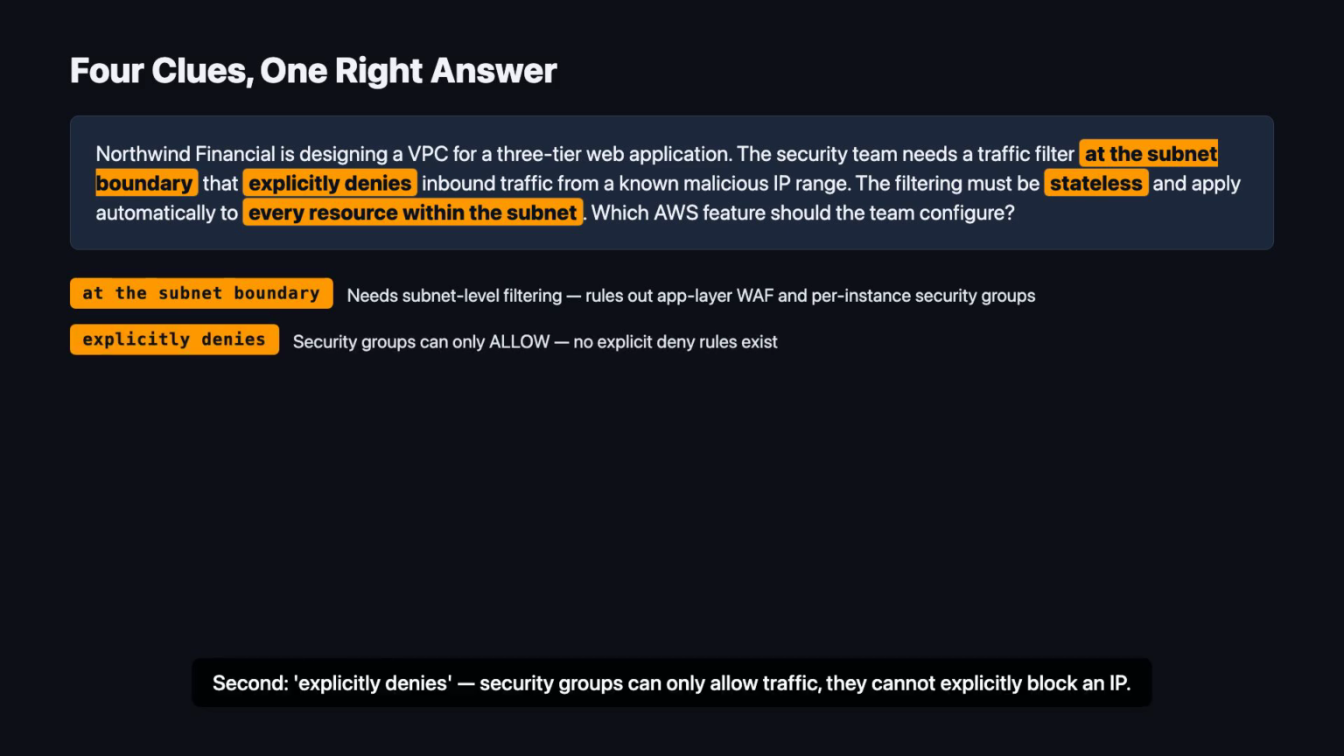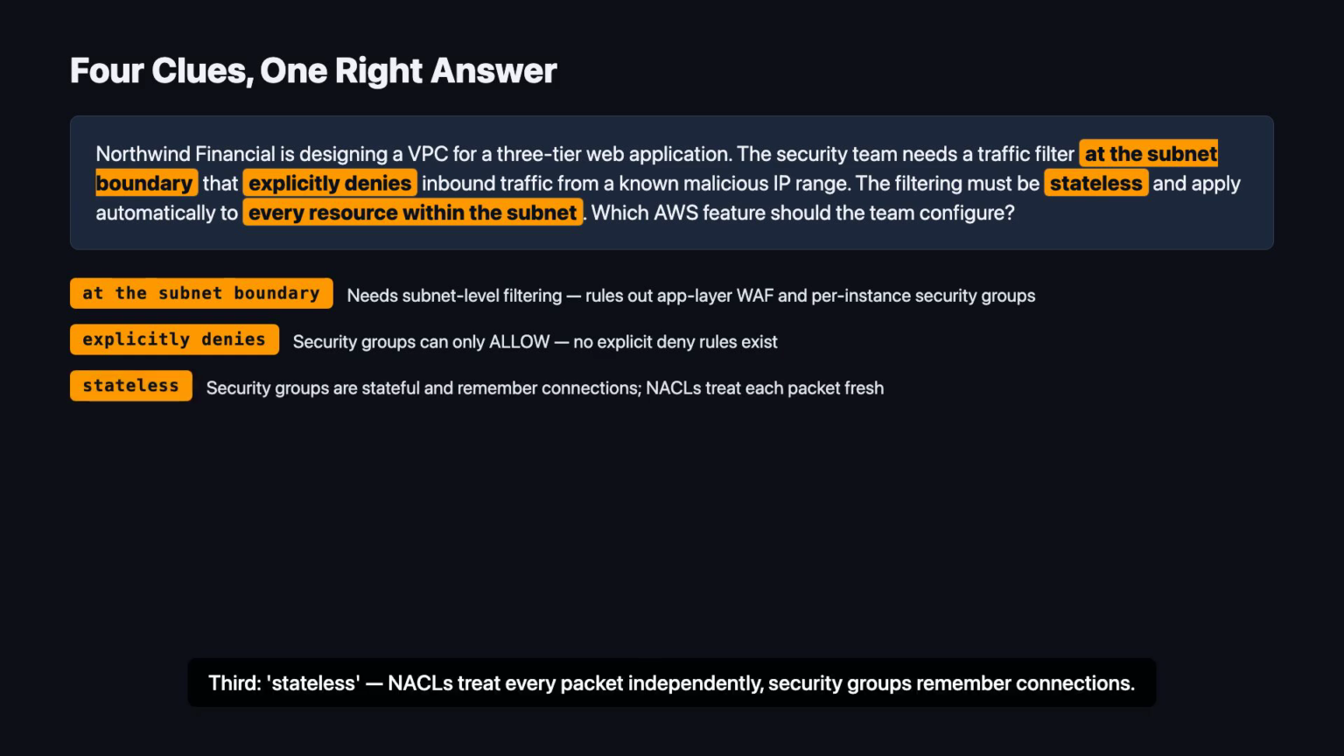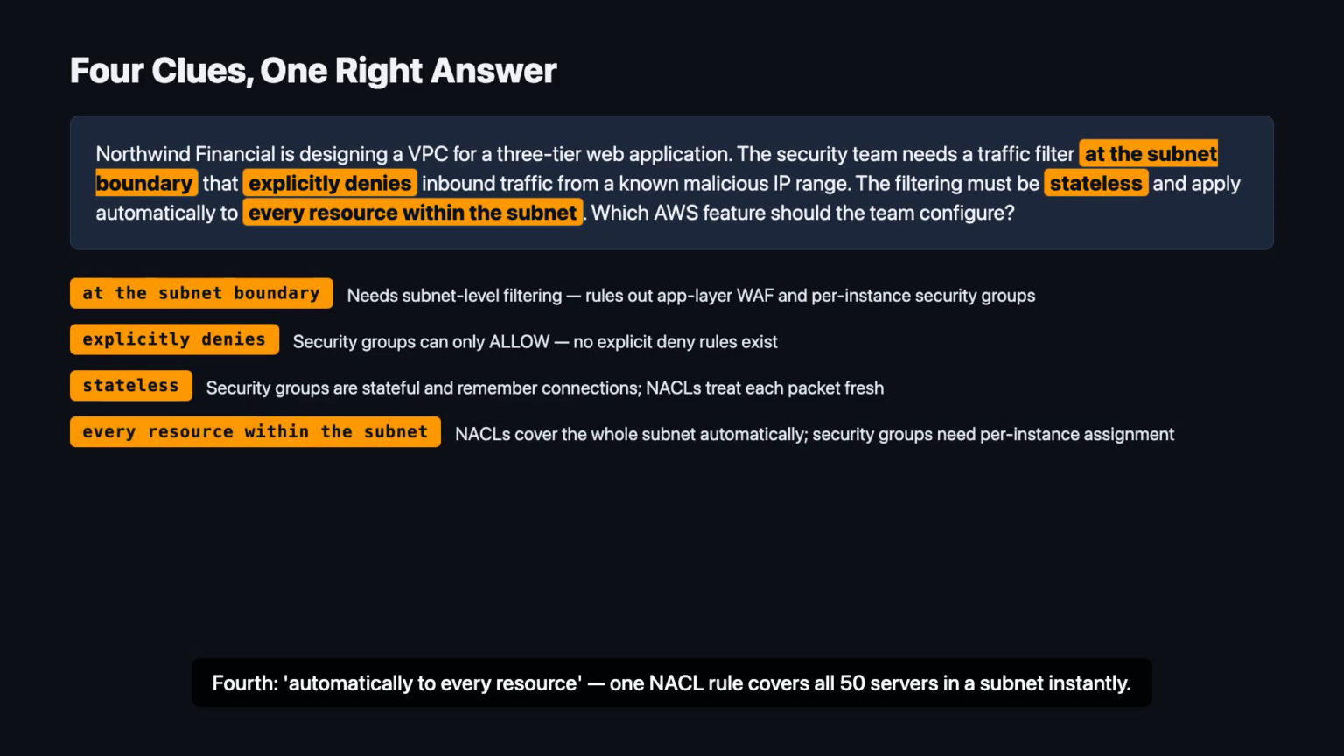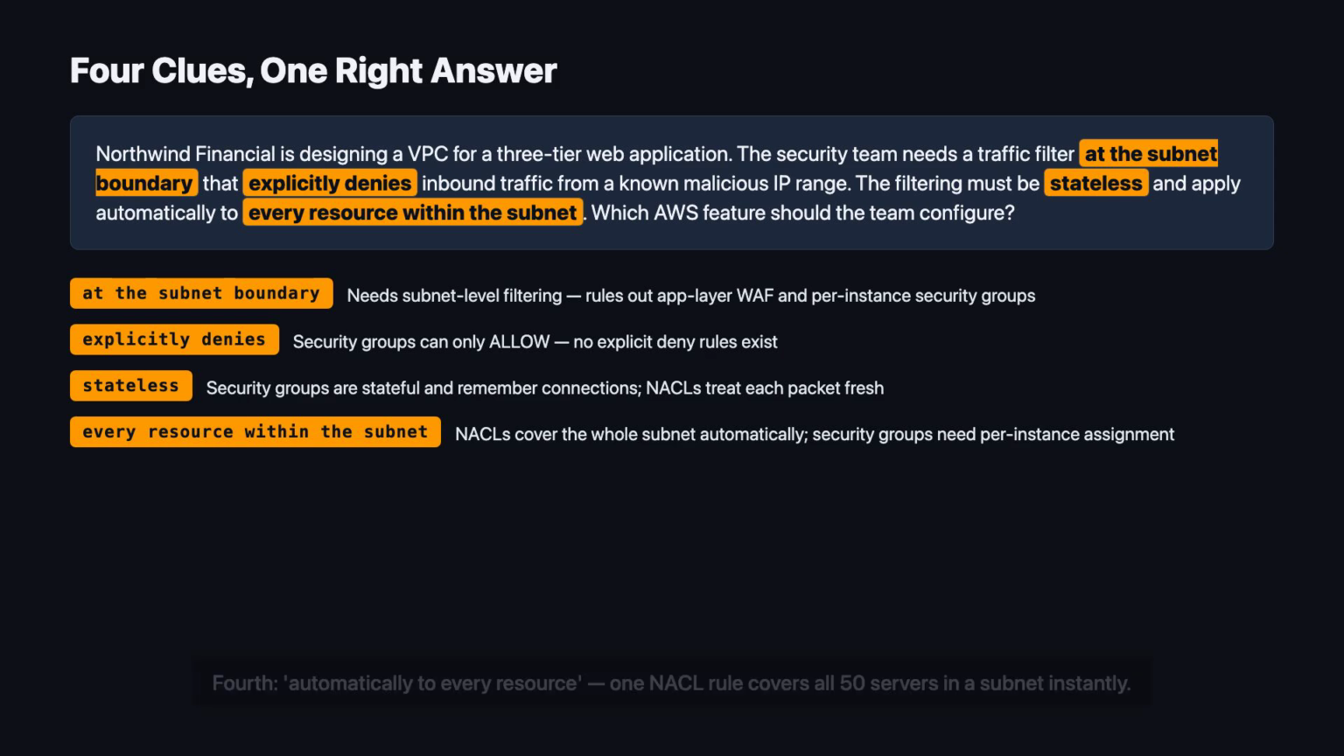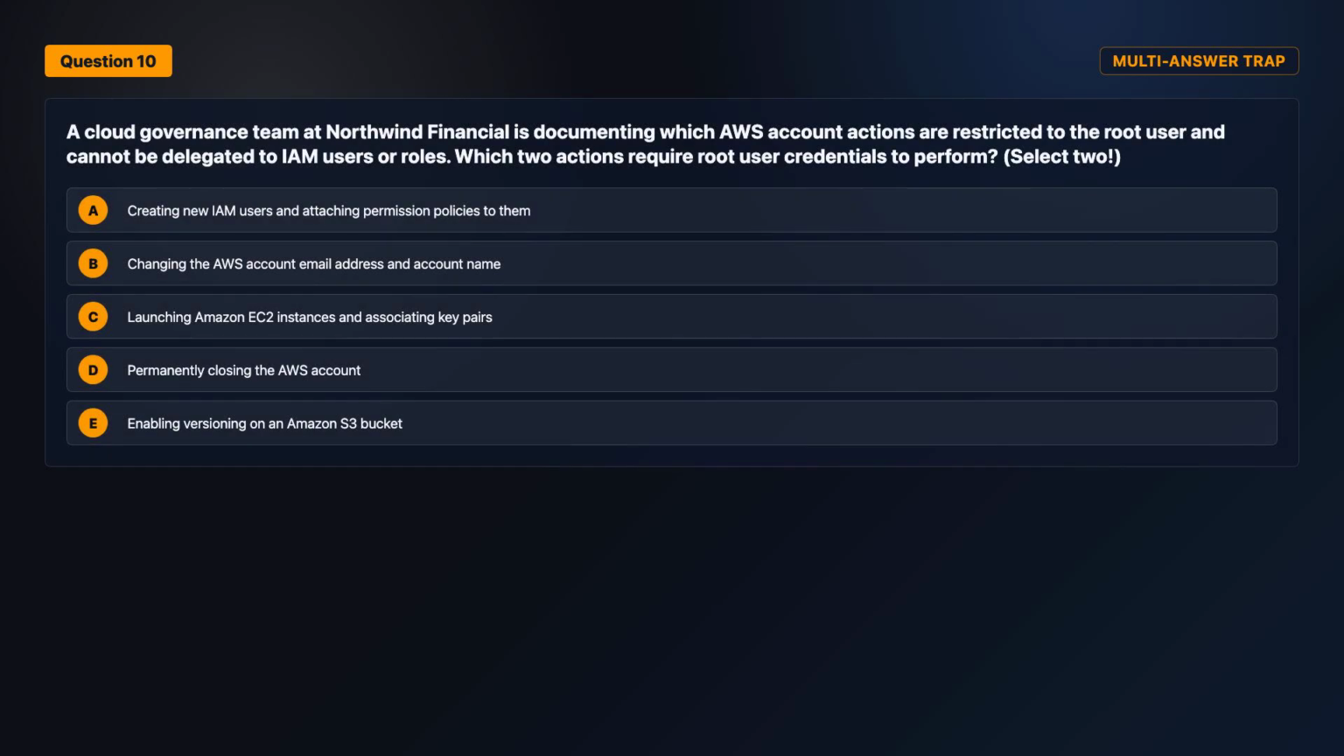Second, explicitly denies, security groups can only allow traffic, they cannot explicitly block an IP. Third, stateless, NACLs treat every packet independently, security groups remember connections. Fourth, automatically to every resource, one NACL rule covers all 50 servers in a subnet instantly. Stack all 4 clues together and only one answer survives. The NACL.